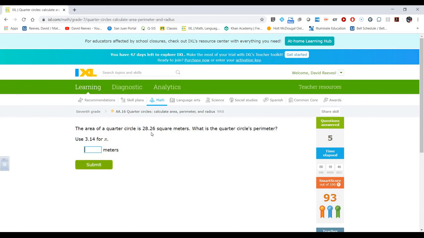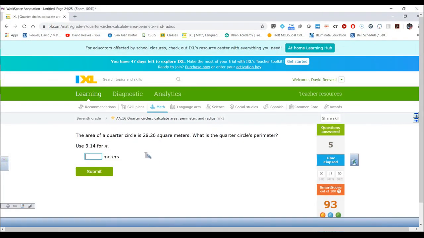All right, let's do one last one. This time they gave me the area and they want the perimeter. So again, what's the formula for the area of a quarter circle? Pi times the radius squared divided by 4, right? And what's the perimeter of a quarter circle? 2 times the radius plus the radius times pi divided by 2. Well, what did they give me? They gave me the area. So I'm going to go 28.26. That's what I want the area to be. Now, again, we could do this algebraically, or we can try guess and check. I think we did this one already.